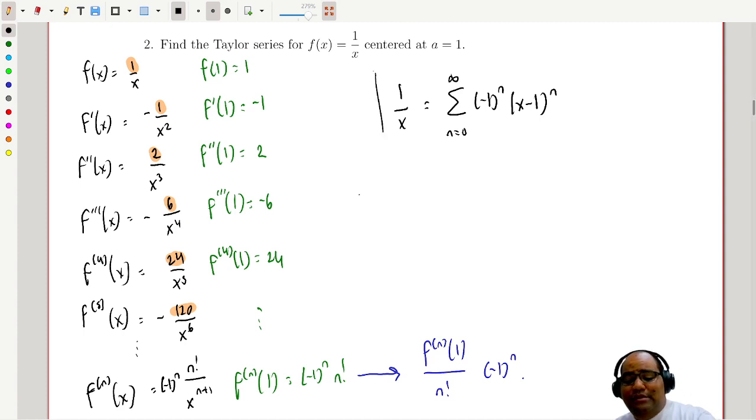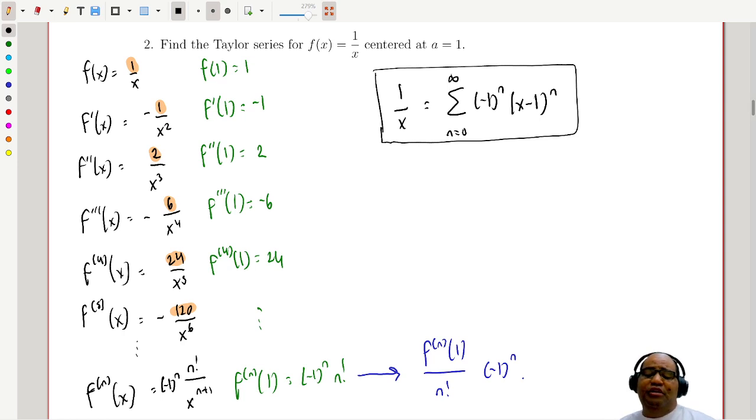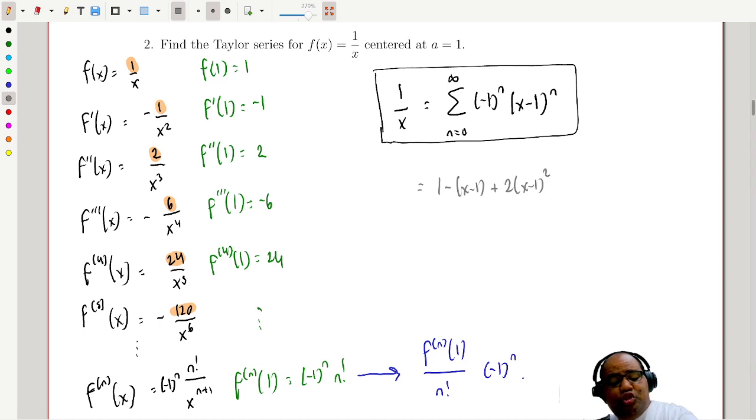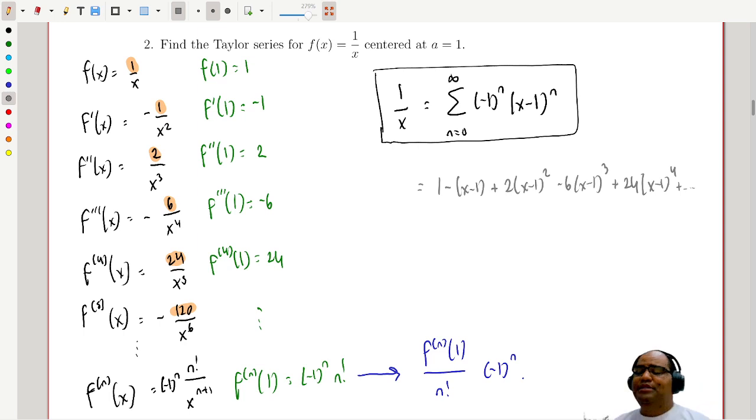That's all it is. If you wanted to write out the actual polynomial that results, you just take these coefficients and write them out. So let's do that here for kicks. We'll get 1 minus x minus 1, plus 2 times x minus 1 squared, minus 6 times x minus 1 cubed, plus 24 times x minus 1 to the fourth power, and so on. That's it. So we now see how to write this as an infinite sum, and also how to do this by writing out the actual terms.